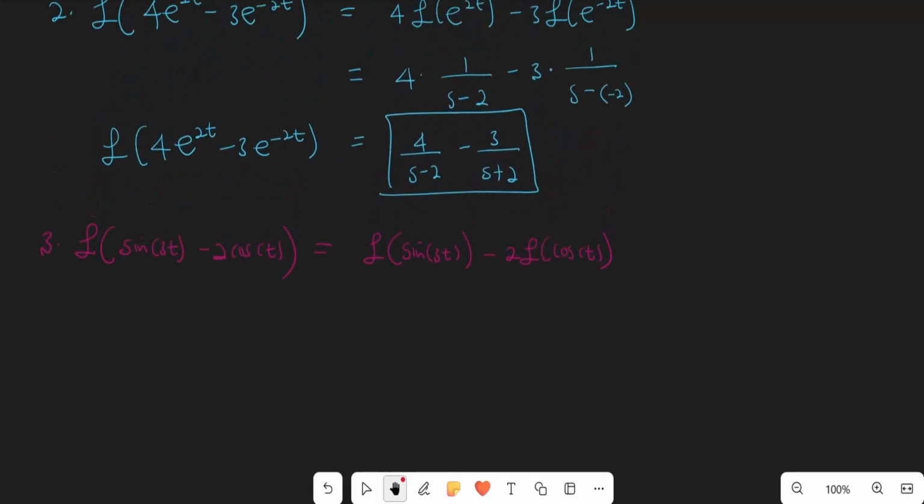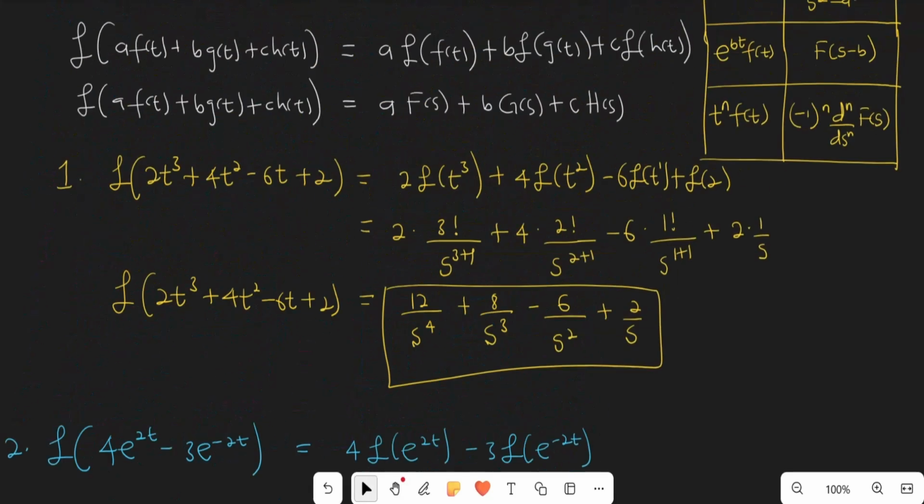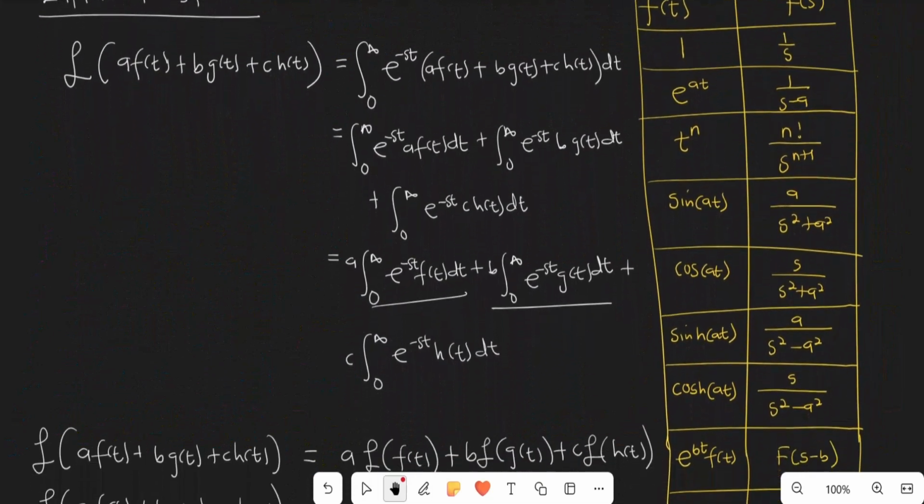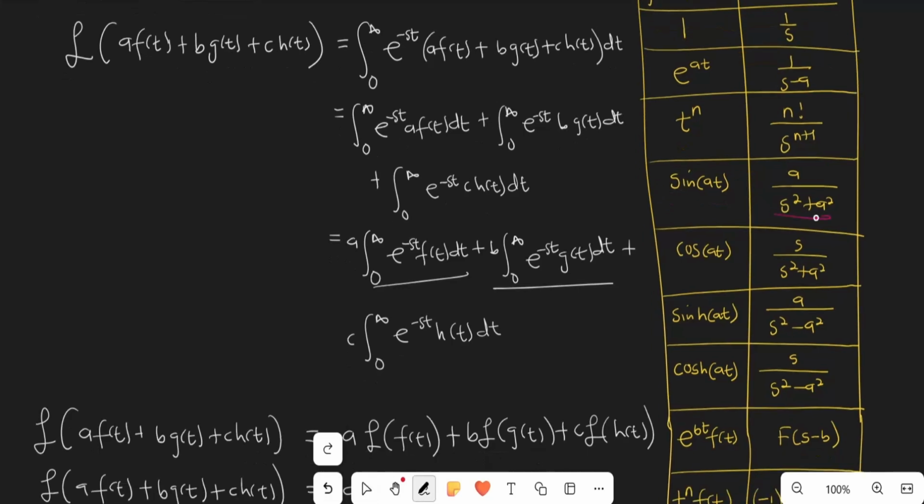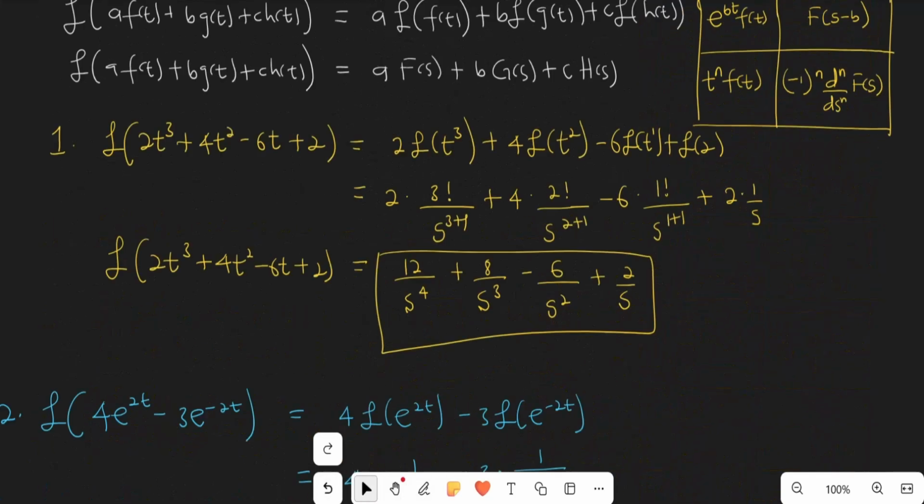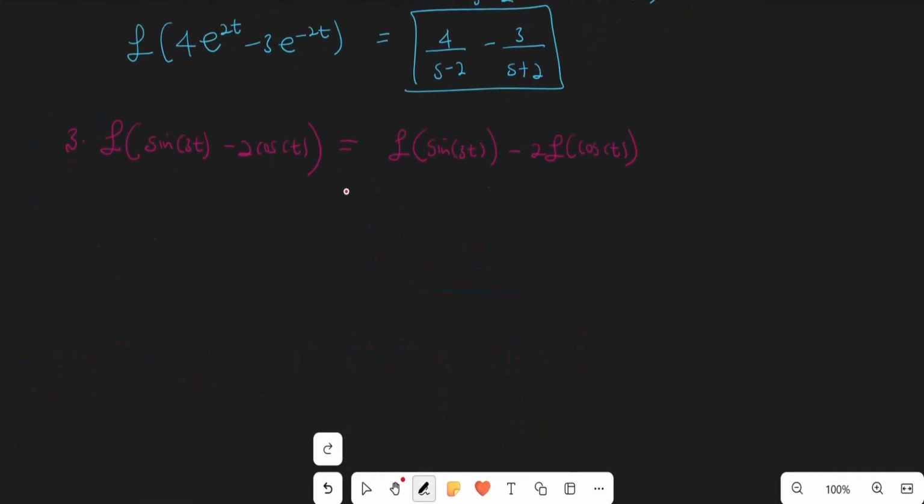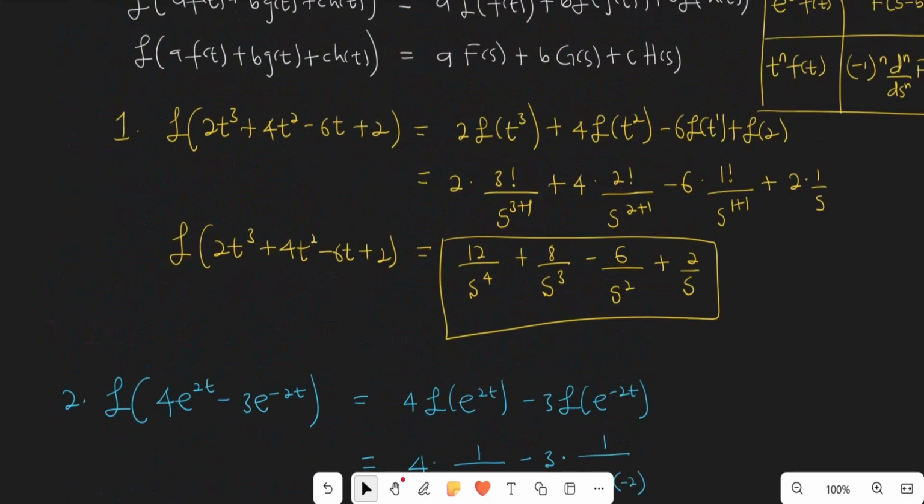Cool. So what is the Laplace transform of sine of t? We have the Laplace transform of the sine of at, and this is equal to a divided by s squared plus a squared. Alright, so let's go down there. So this one is equal to, a here is equal to 3. So that is going to be 3 divided by s squared plus 3 squared, minus 2 times the Laplace transform of the cosine of t.